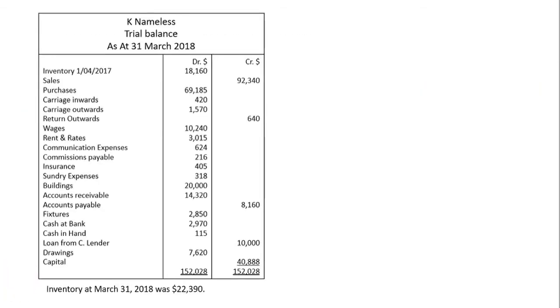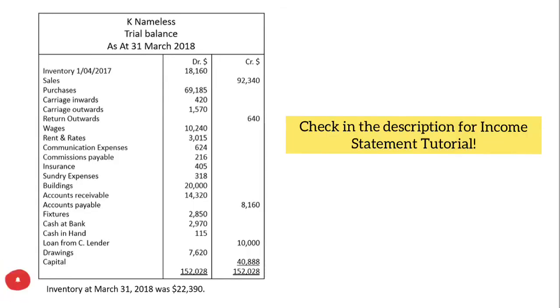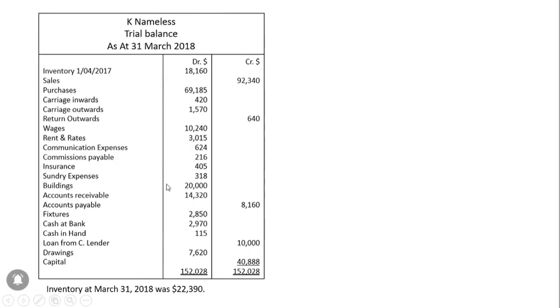So let's look at a practical example now. Right, so this is the example that we had done from the income statement, K nameless, right, from the income statement tutorial. So if you have not seen the income statement tutorial, then you need to go back and look at it. So this is the trial balance.